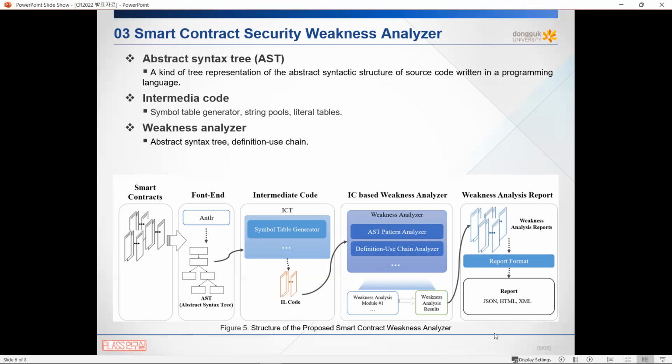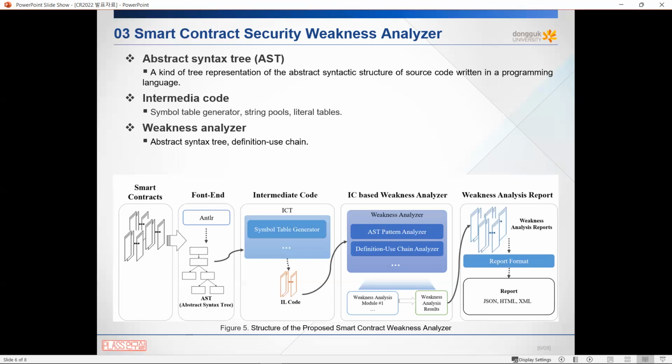After creating the AST, the intermediate code generator traverses the AST and converts the source code to intermediate code written in a smart intermediate language. The intermediate code generator converts the source code to the smart intermediate language using information from the symbol table, string table, and literal table. The code generation processing is divided into operator processing and symbol processing.